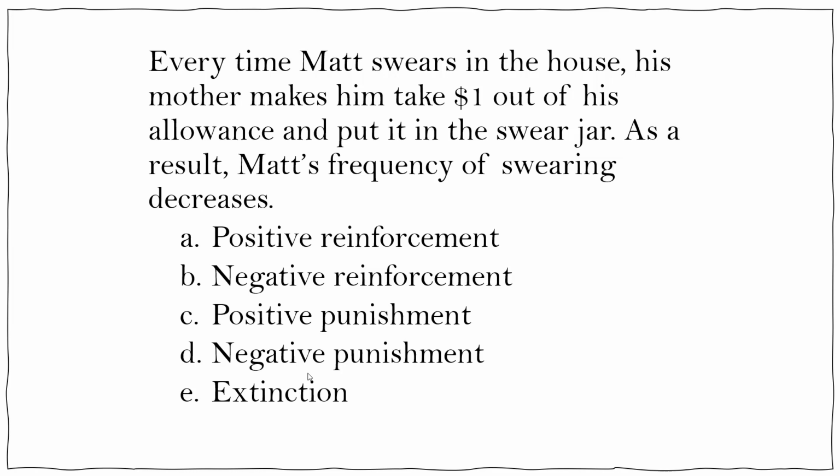All right, every time Matt swears in the house, his mother makes him take $1 out of his allowance and put it in the swear jar. As a result, Matt's frequency of swearing decreases. So we have swearing again, it's decreasing. So we know it's either positive punishment, negative punishment, or extinction. This time he has money and he engages in the behavior and his mom makes him remove some of his money. Since something pleasant gets removed, this would be negative punishment.